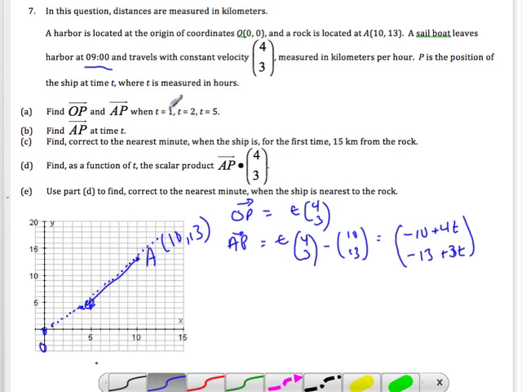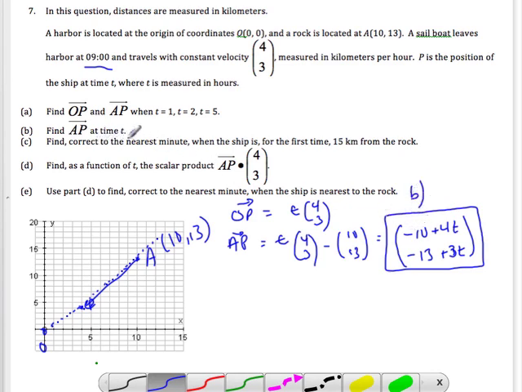When t is 1, OP is here and AP is going to be this one. If I change my t, I'm going to get various points on this line. As t gets large, it's going to get closer to A. Smaller, it's closer to O. So if I want to find AP at time t, that's this one right here. So this is the answer to part B.